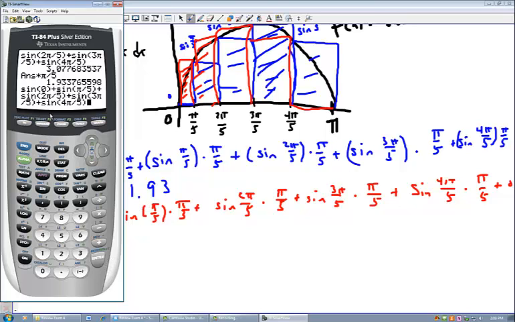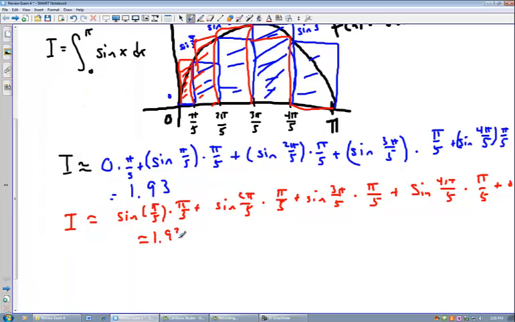I mean, if you want, instead of writing sine of 0, you can delete this. And you have sine of pi over 5, sine of 2 pi over 5, sine of 3 pi over 5, sine of 4 pi over 5, and then plus sine of pi, which again is 0, so it's not going to change the answer at all, and then multiply again by pi divided by 5, the width of each rectangle, and you get approximately 1.93. So they give you the same estimate.